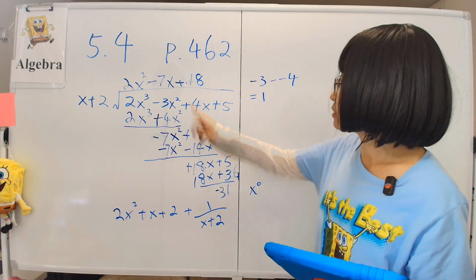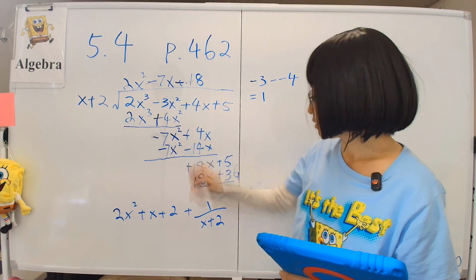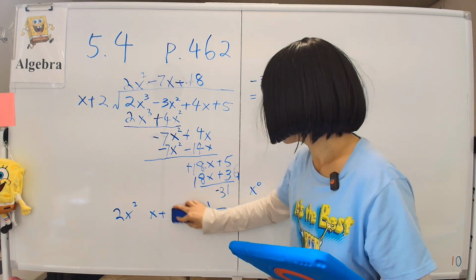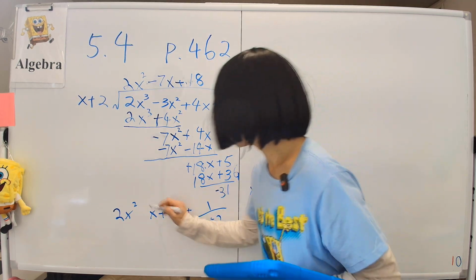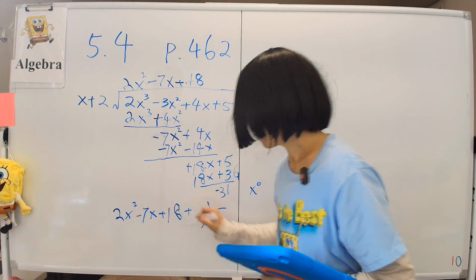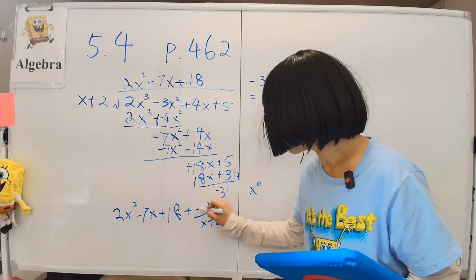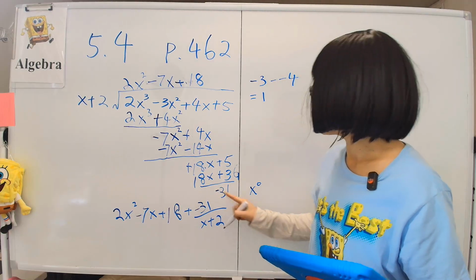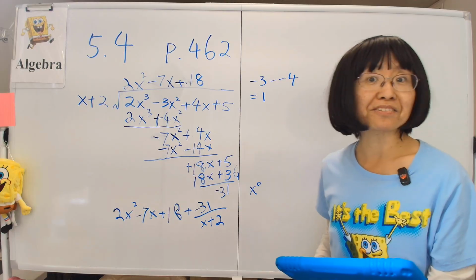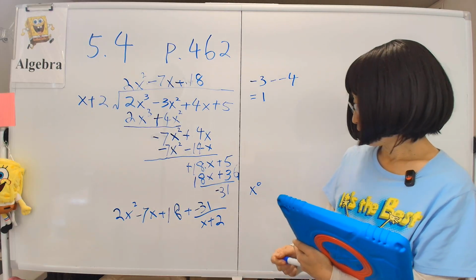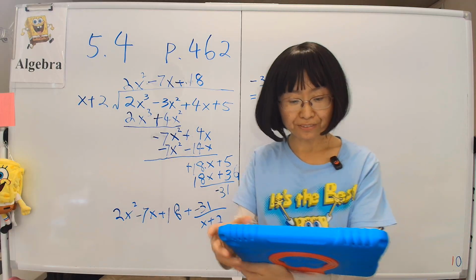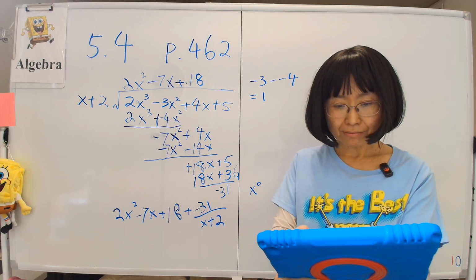Okay, so the answer should be 2x squared minus 7x plus 18, and then plus minus 31 divided by x plus 2. That looks okay. All right. So that would be how you do long division. All right.